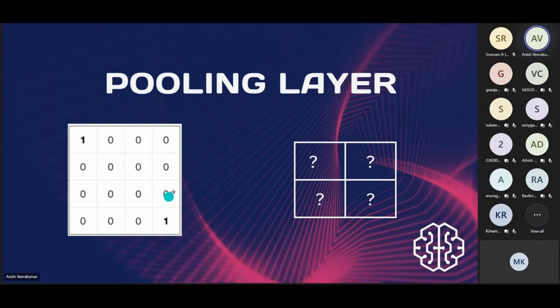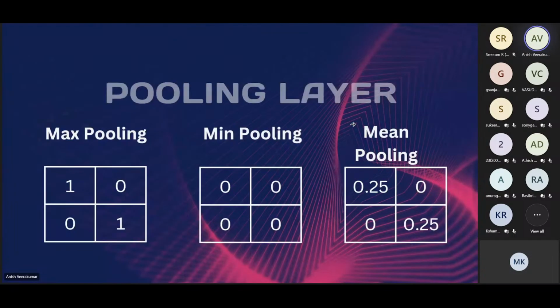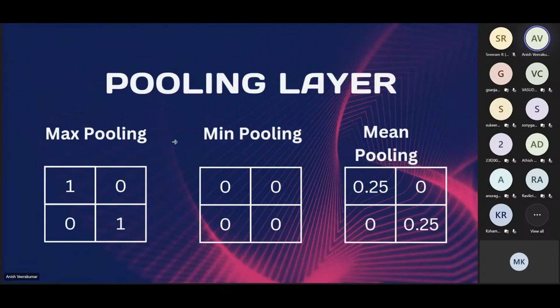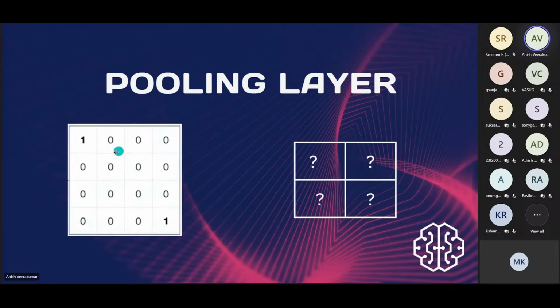So there are different ways to do it. We can take the maximum value, we can take the minimum value, or we can also take the mean value. And this is how it gets its name: max pooling, min pooling, mean pooling. So in max pooling, what we're doing is we're taking the maximum of these four values, which is 1, and we're going to insert 1 in this box. In this case, the maximum is 0 because everything is 0. So this will be 0. And here again, it's 0. And in the last cell, it's going to be 1. So that's what we do.